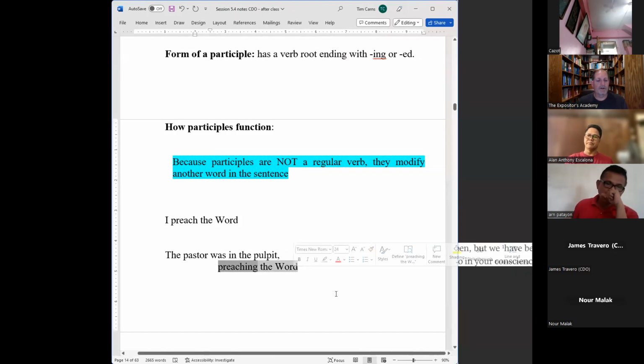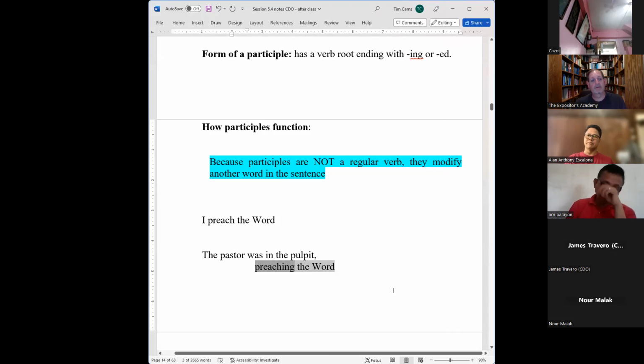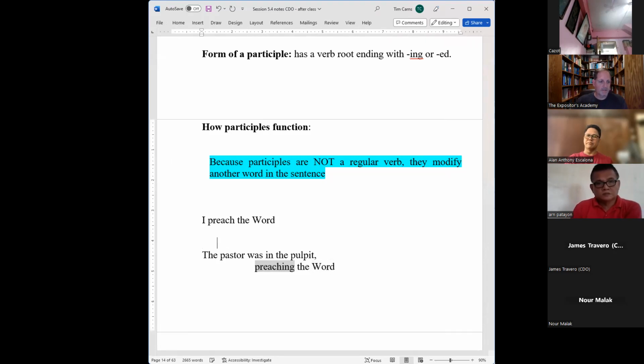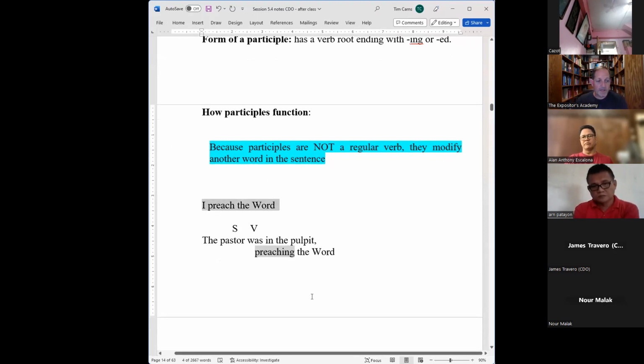Okay, so preaching the word is a phrase, right? There's no subject here. The independent clause is the pastor was in the pulpit, where he was. What was he doing there? He was preaching the word. But in this first sentence, I preach the word, preach is a verb and it's acting like a verb. It's not modifying anything else. In the second sentence, preaching is a verbal. It's a participle. It looks like a verb, but it's not acting like one. And it will modify. Okay?